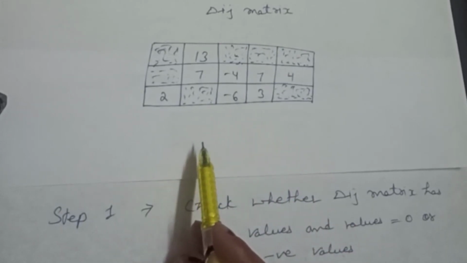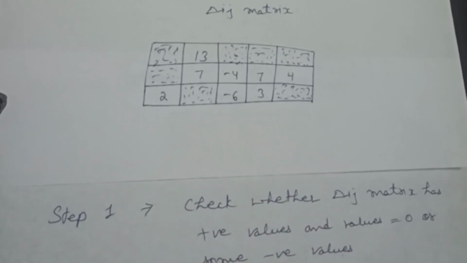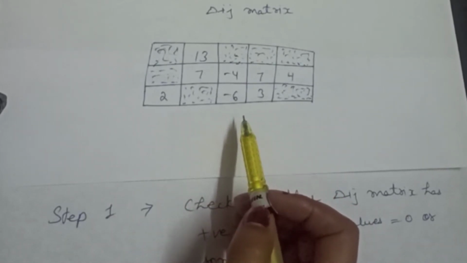Now we have to check whether this matrix has all positive values, values greater than or equal to 0, or some negative values. If all the values are equal to or greater than 0, then it means the solution is optimal. But if some values are negative, then we can't say that the solution is optimal. We have to find the most negative value, and our most negative value is minus 6.